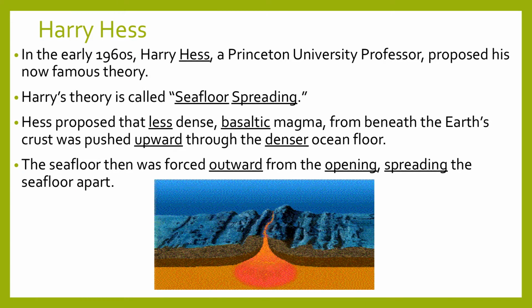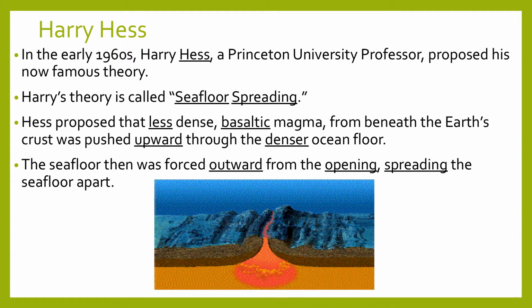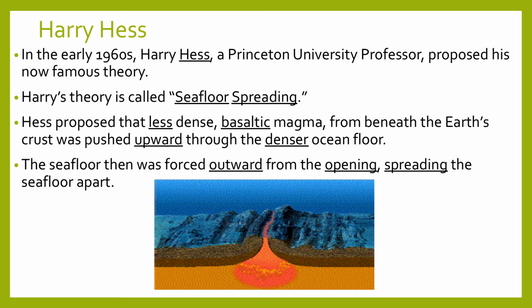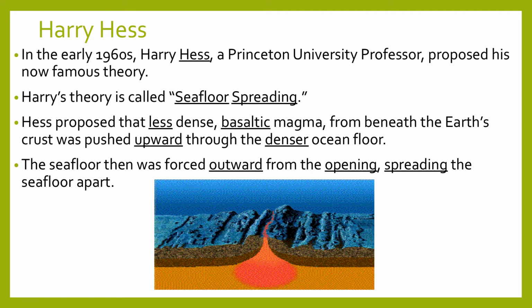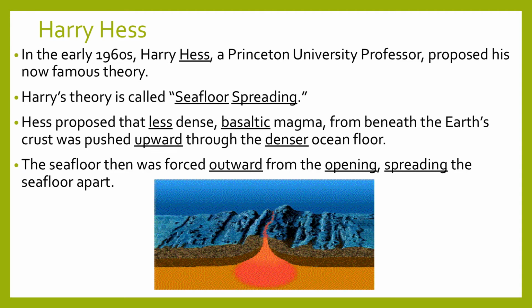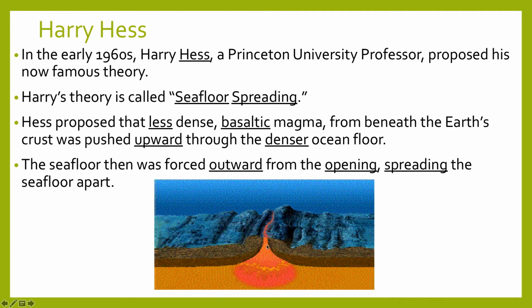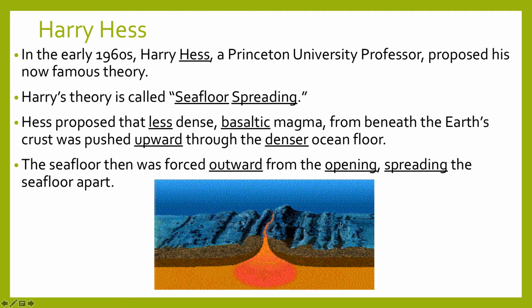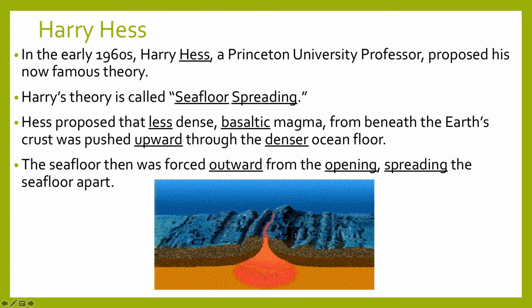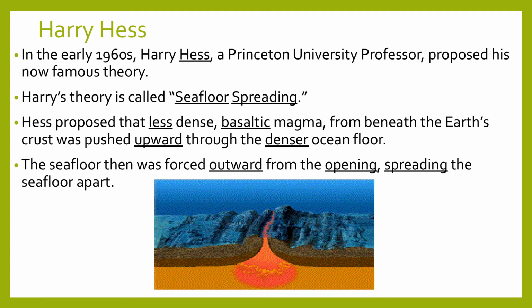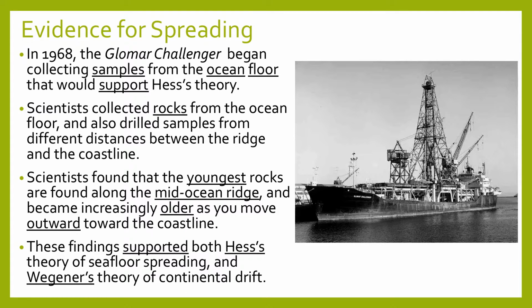And so in the early 60s, Harry Hess proposed this now famous theory called seafloor spreading. He proposed that less dense basaltic magma from beneath the Earth's crust was pushed upward through the denser ocean floor. This upward seafloor was then forced outward from the opening, spreading the seafloor apart, which we learned a little bit more about when we learned about divergent boundaries, right? So this became evidence for this seafloor spreading.